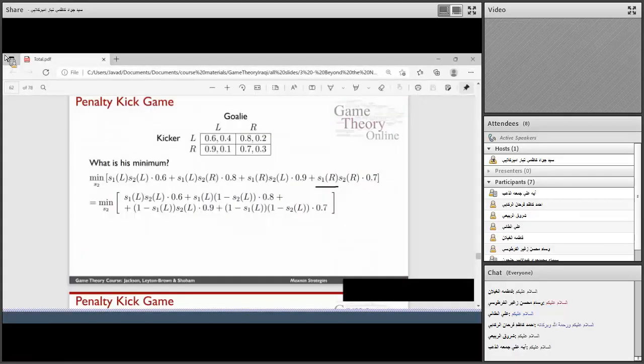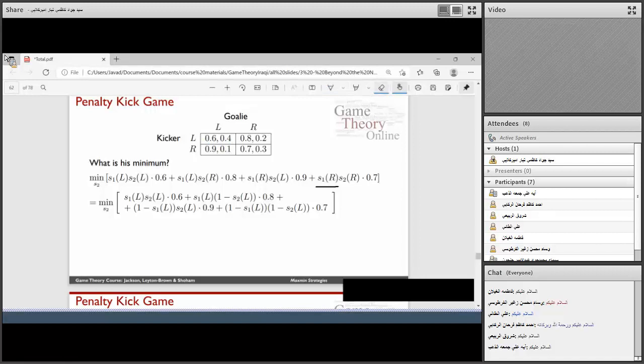Okay, so we have a payoff table as follows. The payoff goes as follows. If the kicker goes left and goalie goes left, there's a 60% chance that the kicker will score, and there's a 40% chance that the goalie will catch. So that's why we see 0.6 gain for the kicker and 0.4 gain for the goalie.